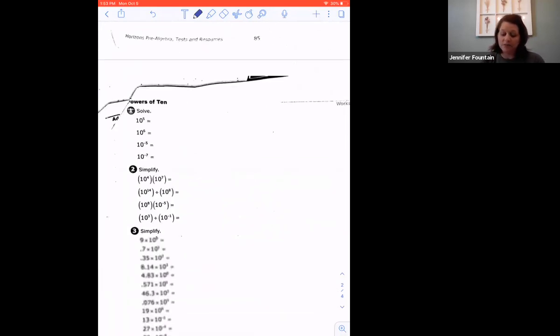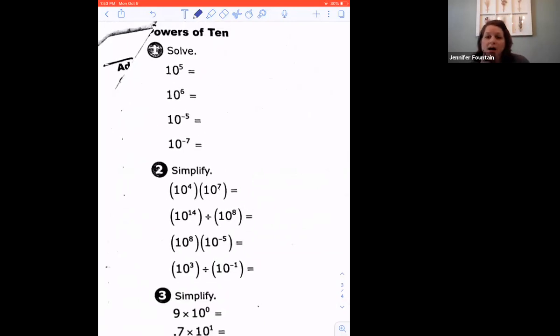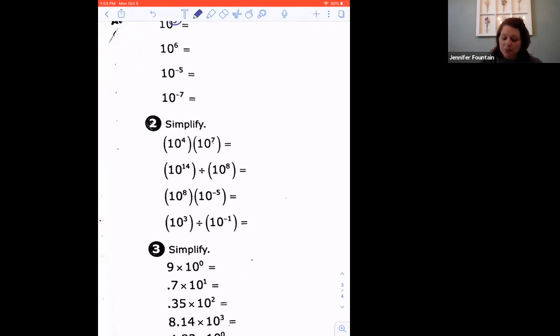All right, then we had our powers of 10. And remember we said when we have a positive exponent, my number gets bigger. A negative exponent means it's getting smaller, so my decimal moves to the left. So when my exponent is 5, that means my decimal is going to move 5 places to the right, or I'm going to have 5 zeros. When it's a negative 5, I move it 5 places to the left. Multiplying powers of 10, I add the exponents. Dividing powers of 10, I subtract my exponents.